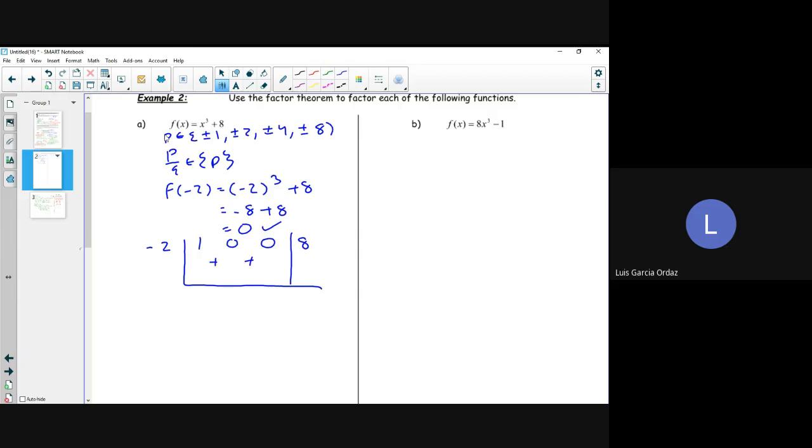Like we've done so many times already in this unit, you drop the first number, you get a 1, and then you multiply. So you get negative 2, 0 plus negative 2 is negative 2. You get 4, and then these cross out, which gives us 0. So what you're going to see here is this sum of cubes already factored for you using synthetic division. So our f of x is equal to, because x equals negative 2 is a factor, when you bring it back into the bracket, it gives us x plus 2, and then we get x squared minus 2x plus 4.